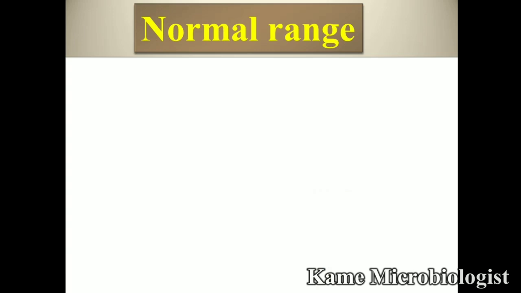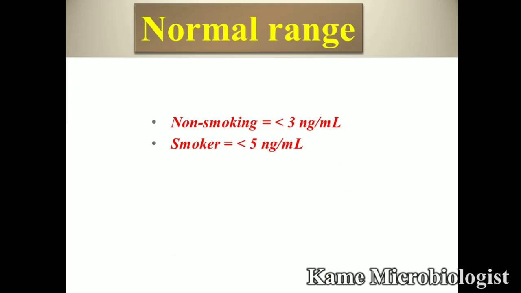Let's see the normal range. The normal range of CEA will be less than 3 nanogram per ml, especially in persons who are non-smoking. And if a person is a smoker, their normal range of CEA will be less than 5 nanogram per ml. Now let's see the procedure.